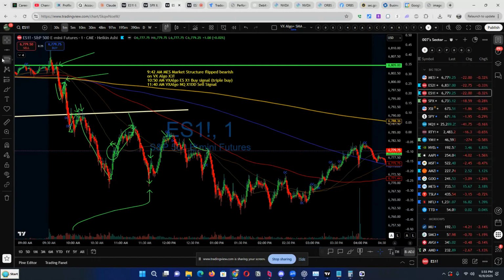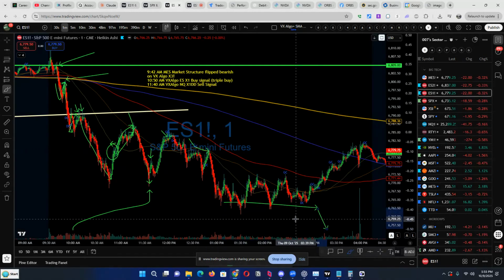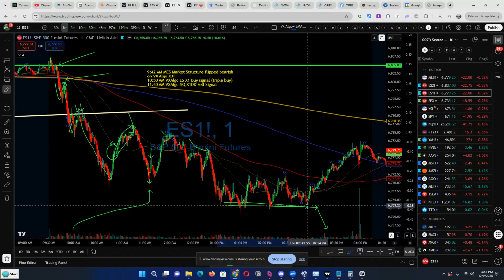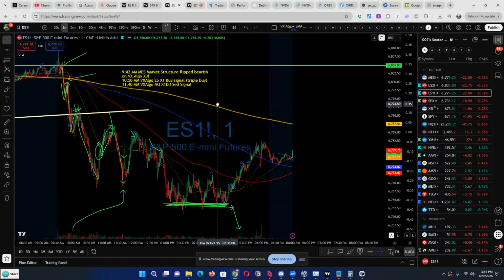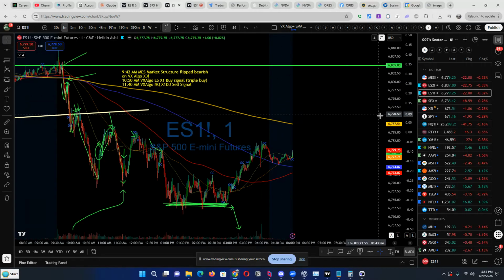I thought we were actually gonna break down a little bit more over here, but it didn't. It held this area pretty good. This is building a pretty good support base here, so that's been holding. Maybe we'll see it tomorrow, but probably not today. It's been doing pretty good there. That's how I made all the money.